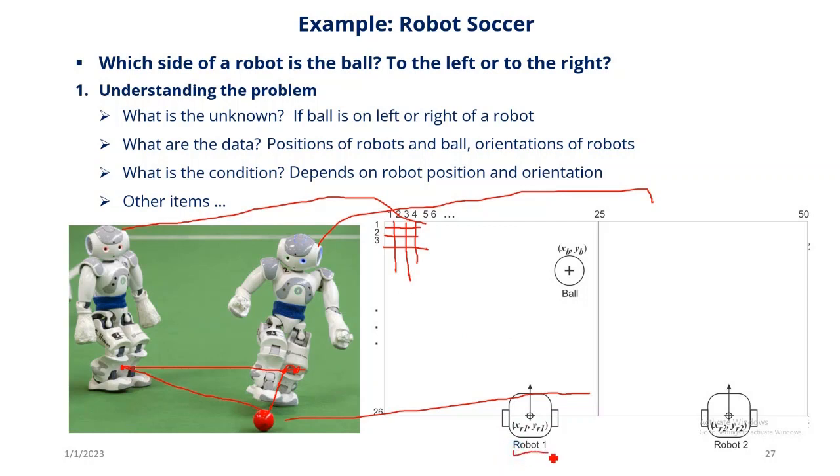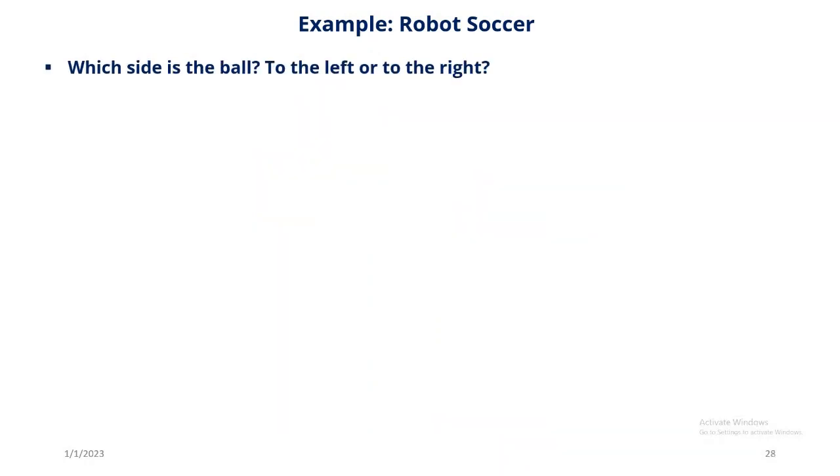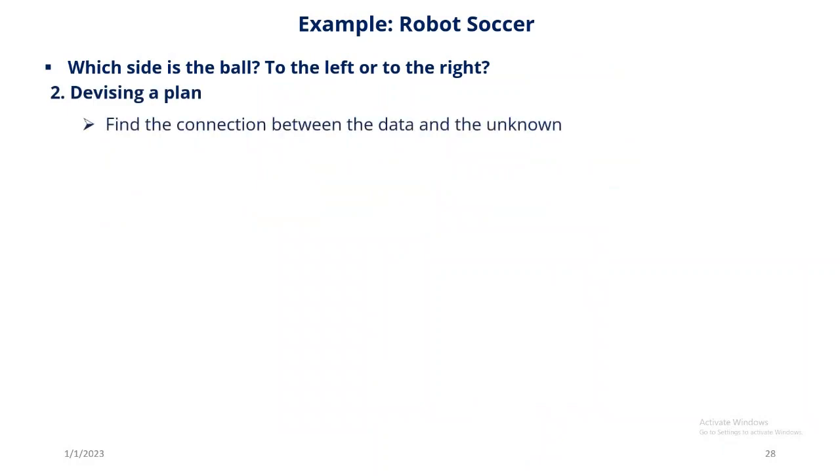Robot 1 is in position X arrow 1, Y arrow 1. Robot 2 is in position X arrow 2, Y arrow 2. And the ball is in position XB, YB. You can see that our problem is now turning to an elementary trigonometry geometry problem. The next stage is devising the plan. Find the connection between the data and the unknown.